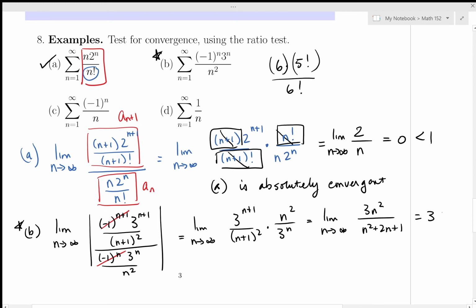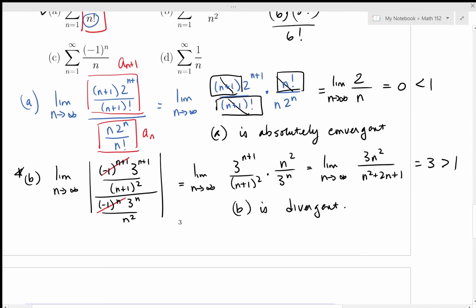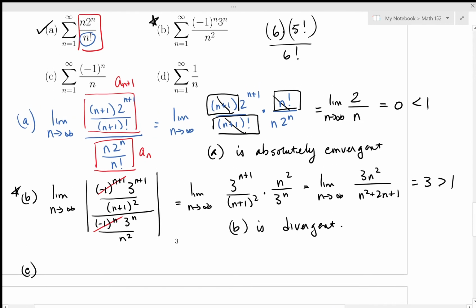Okay, that is 3. That is greater than 1. B is divergent. Okay, let's just keep going here. We've got to do C and D. Let's check it out. C. Let's do C next.